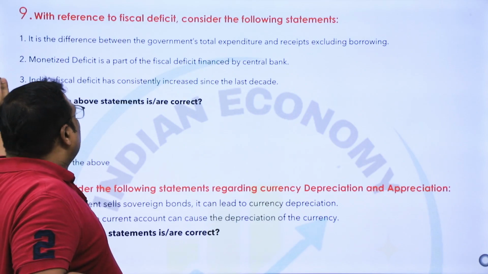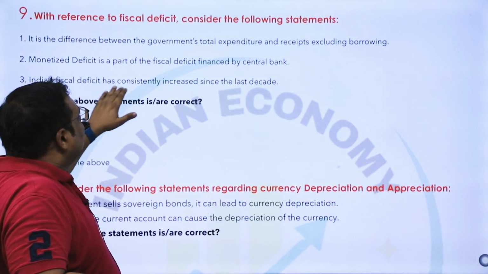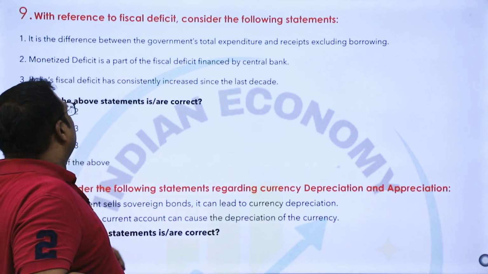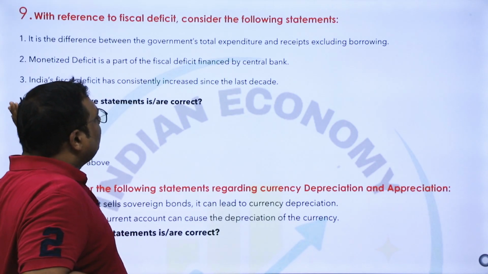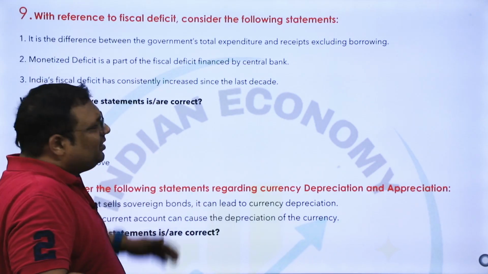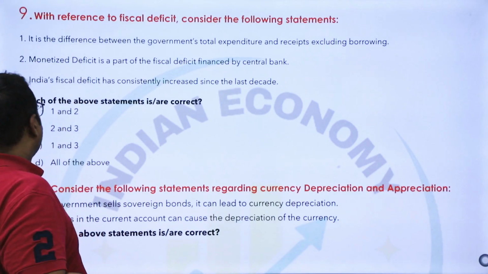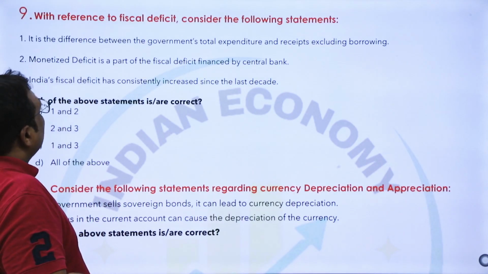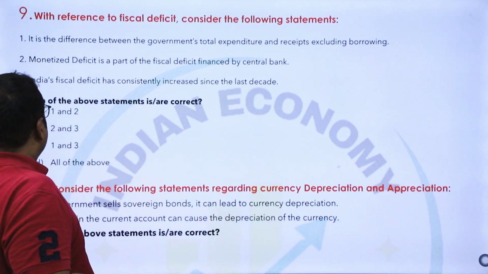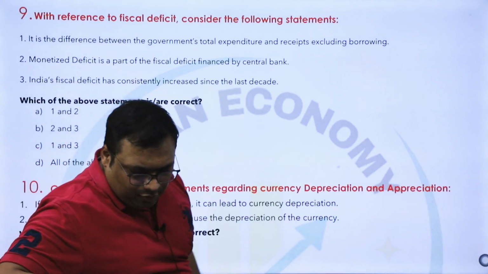So that is correct. Third, India's fiscal deficit has consistently increased since the last decade. That is wrong. There is no single trend. It has increased and decreased continuously. So in this case, it should be A, 1 and 2, for question number 9.